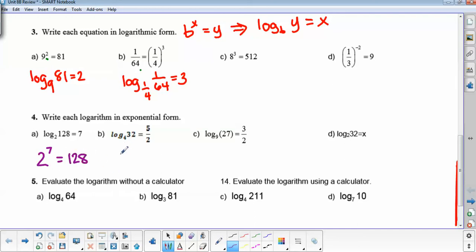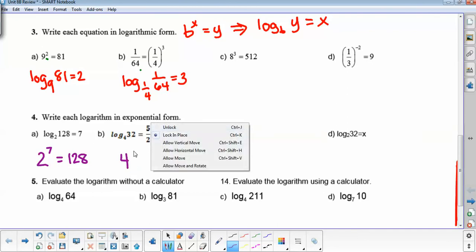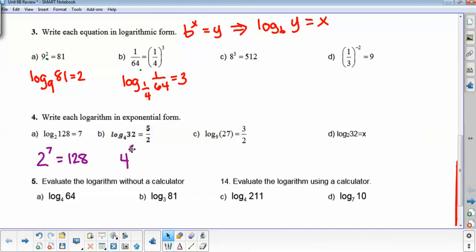The base of my logarithm is the base of my exponential. The answer to my logarithm is my exponent. And that's going to equal 32. All right, so pause the video. Make sure you got those two. Try the other ones, and we'll come back to those in another video.